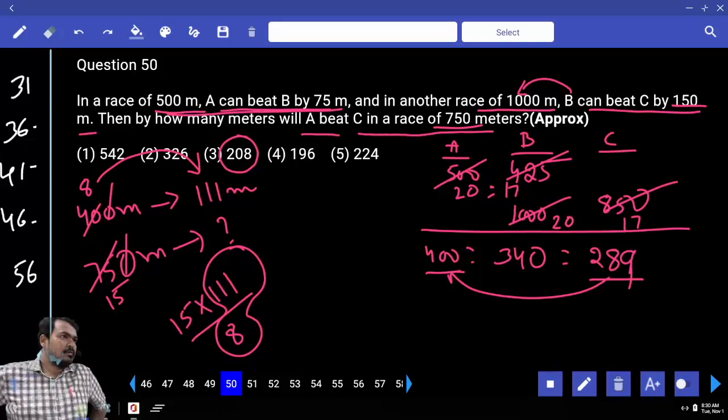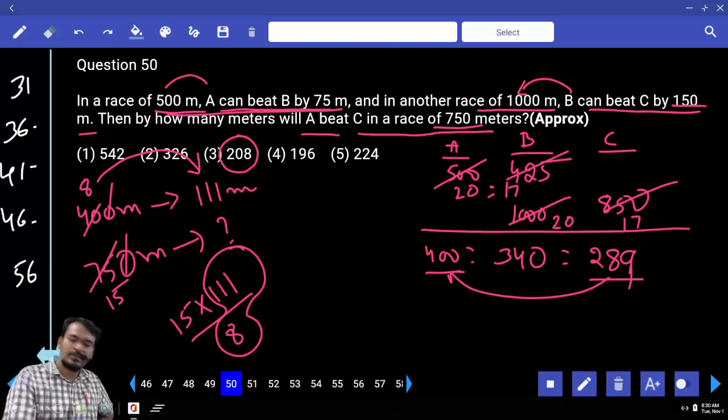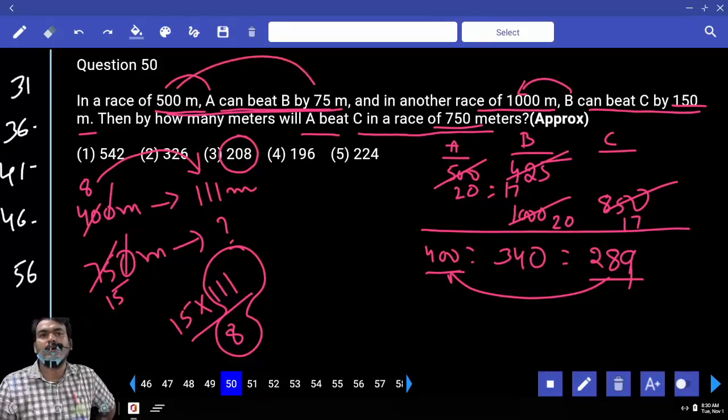First one is the total distance covered. Second one, compared to the first one, how many meters are less covered? 75. In this type of question, 500 is A. Second one is 500 minus 75.